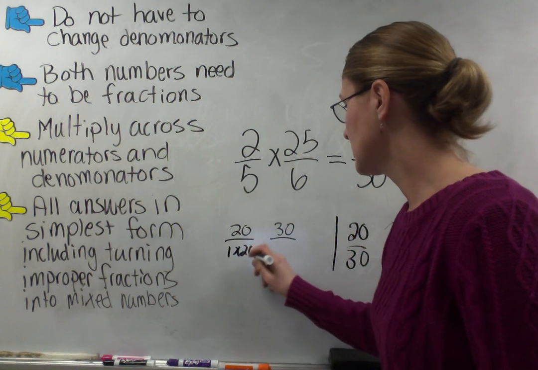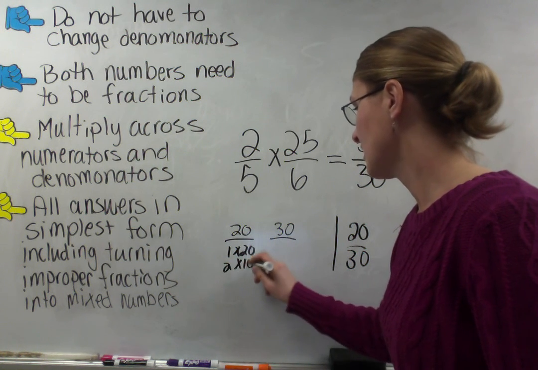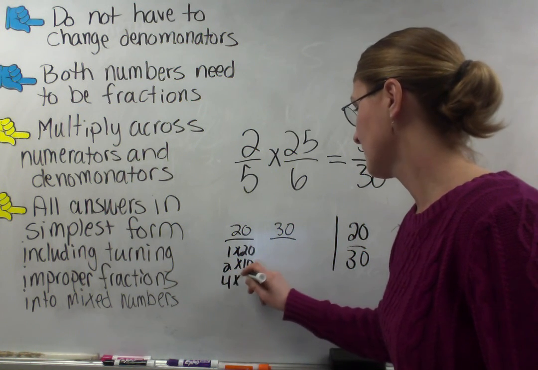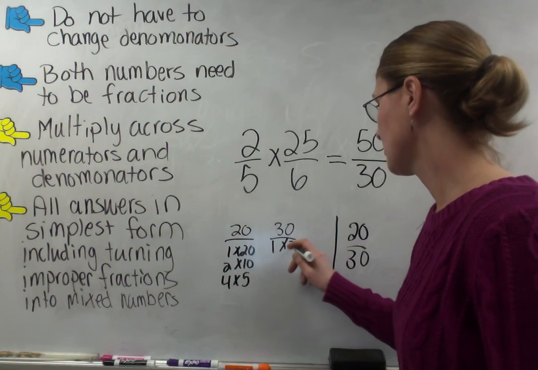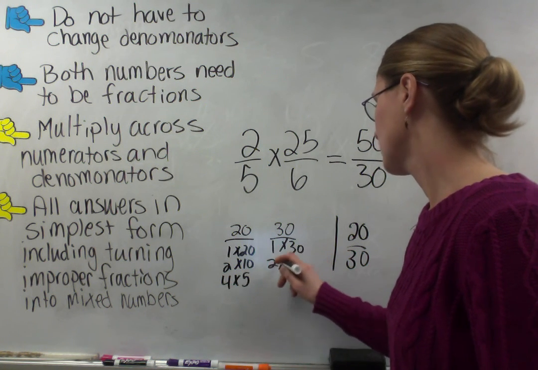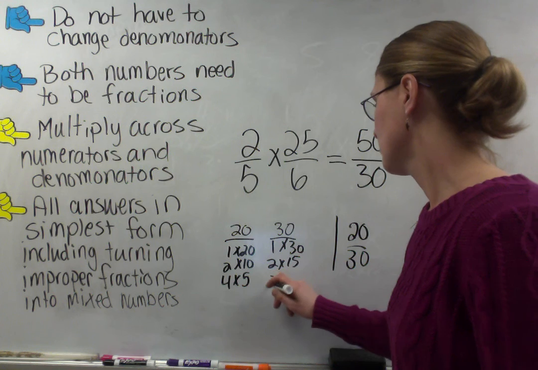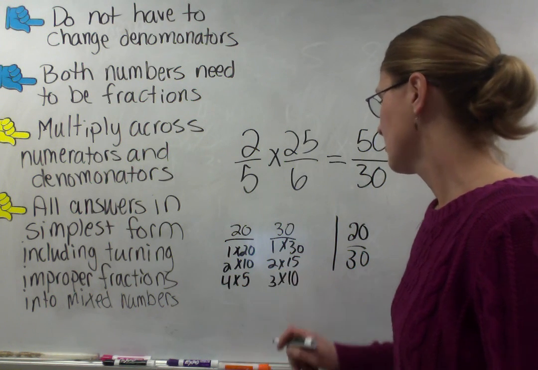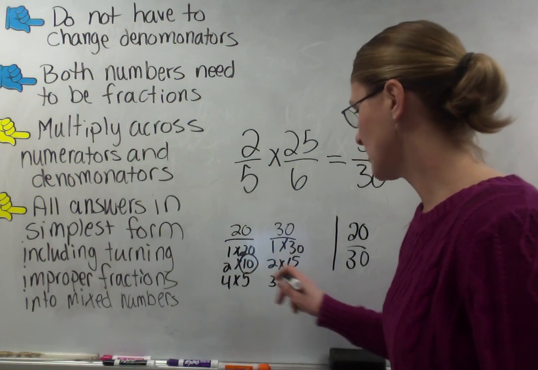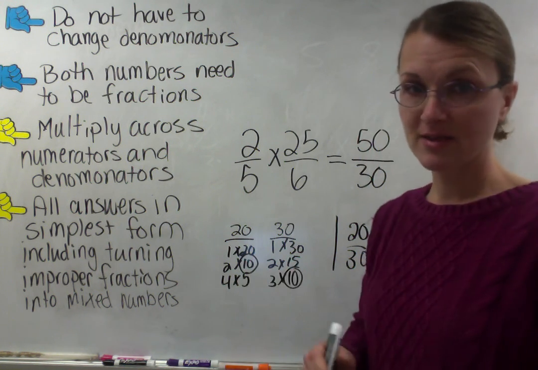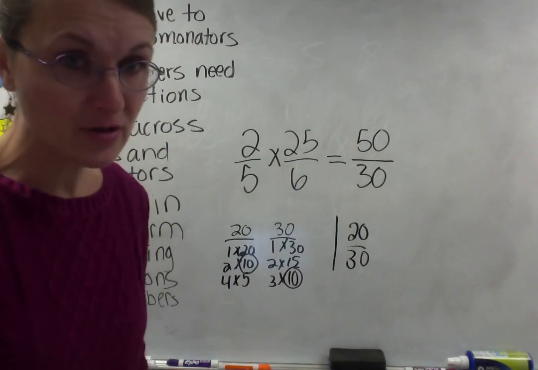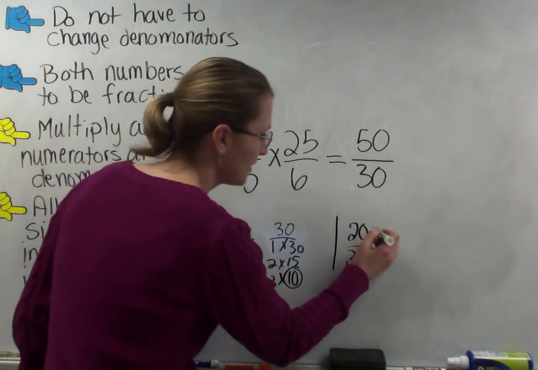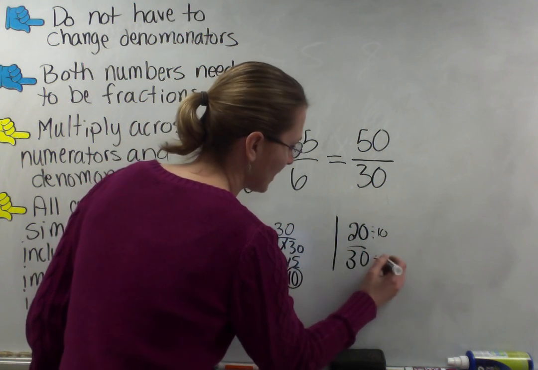1 times 20, 2 times 10, 4 times 5. I think that's about it. 1 times 30, 2 times 15, 3 times 10. So if I look at this, here is what I already suspected, that the biggest number they share is 10. So what that means is I can turn my fraction to simplest form by dividing the top and the bottom by 10.